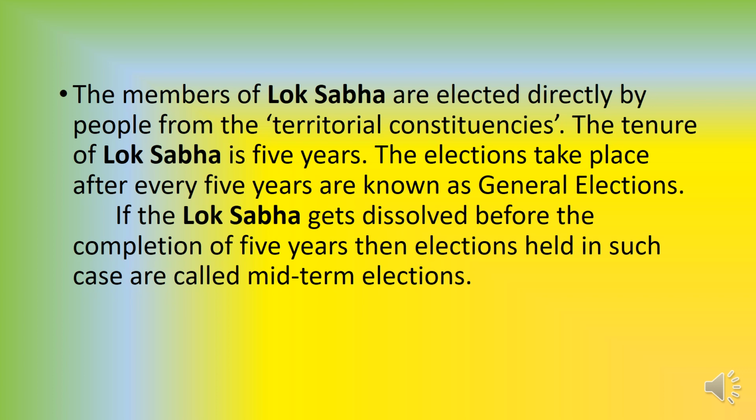Let us see what is the tenure of the Lok Sabha and how the members get elected. Now, the members are directly elected by the people from their various territories or areas, known as territorial constituencies, and they can remain in office for 5 years. And as we all know, the elections take place after every 5 years, which is called the general elections. So after 5 years we have general elections.